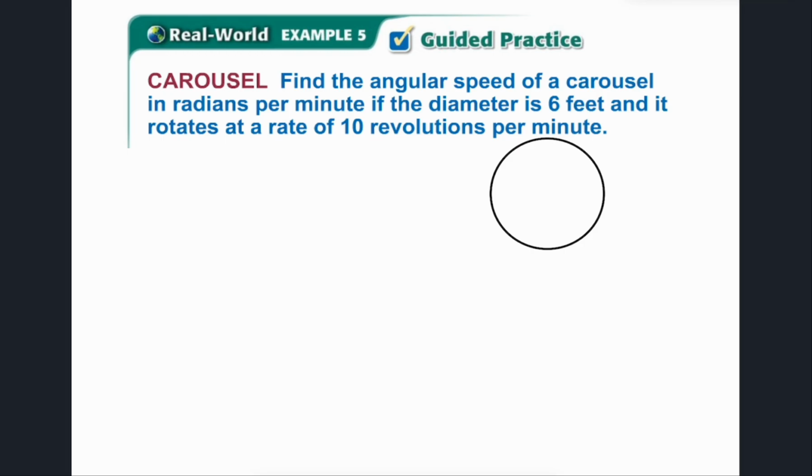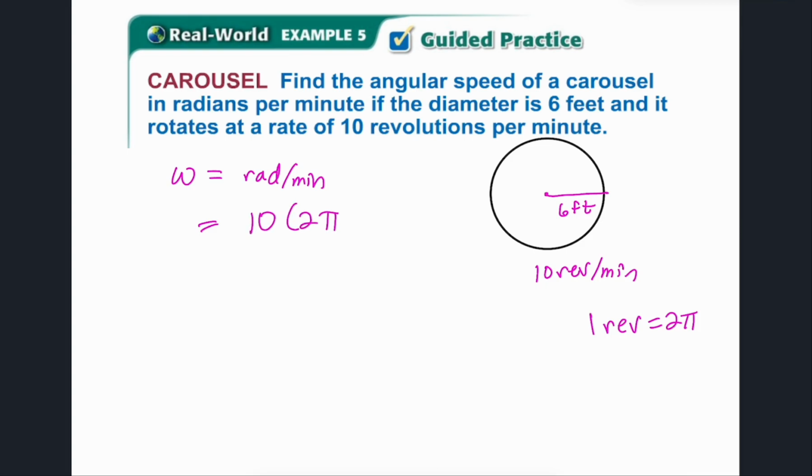Let's take a look at example 5. We have a carousel that is 6 feet in diameter, and it rotates at 10 revolutions per minute. It says find the angular speed. Remember, angular speed is just radians per minute. Remember, 1 revolution is 2 pi worth of radians, so you just multiply by 2 pi. So that's going to be 10 times 2 pi, or 20 pi radians per minute.